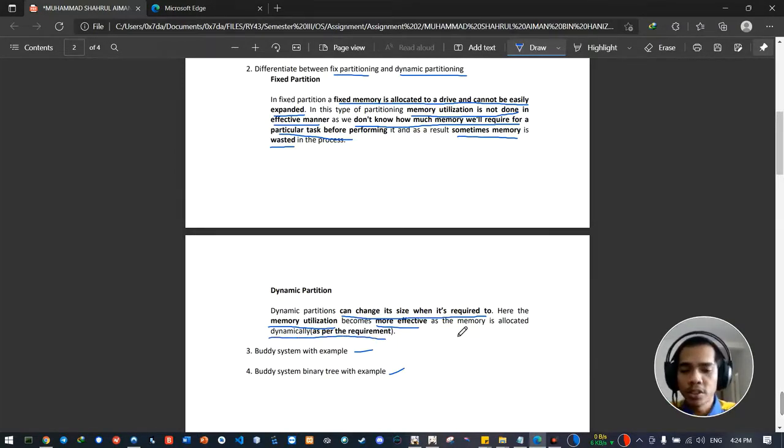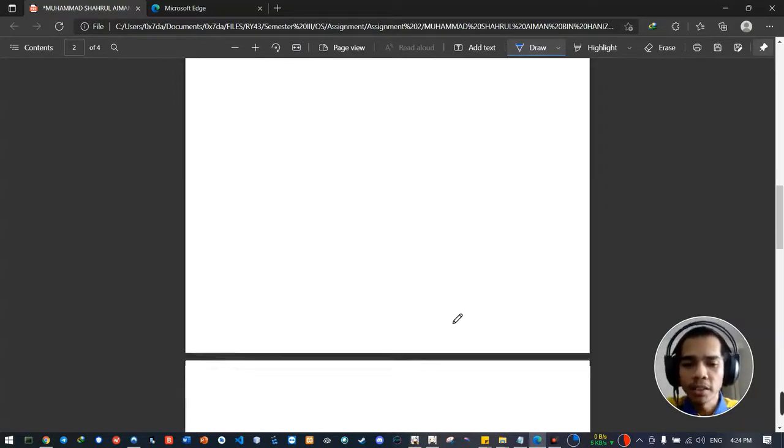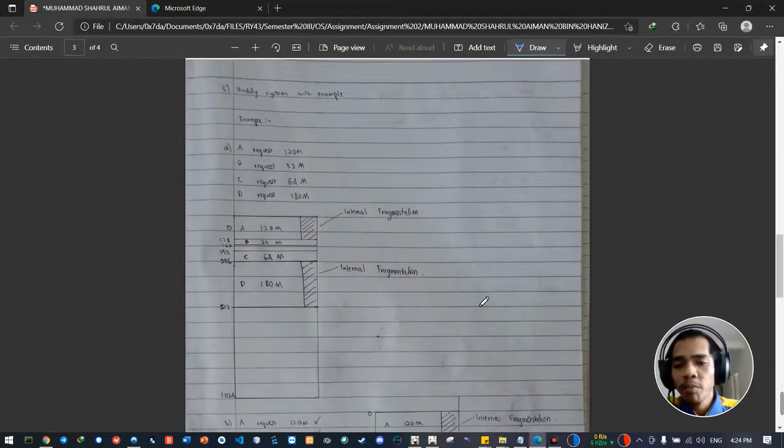So we move to question 3. Question 3, buddy system with example. So we have a block here, a physical memory, 1024 megabyte. There are 4 processes, A, B, C, and D. Process A requests 120 megabyte, B requests 32 megabyte, C requests 64 megabyte, and D requests 180 megabyte. So how to do it?